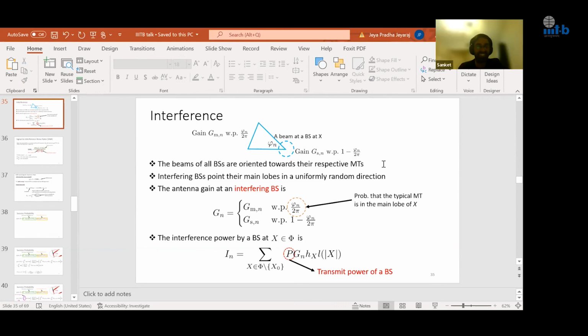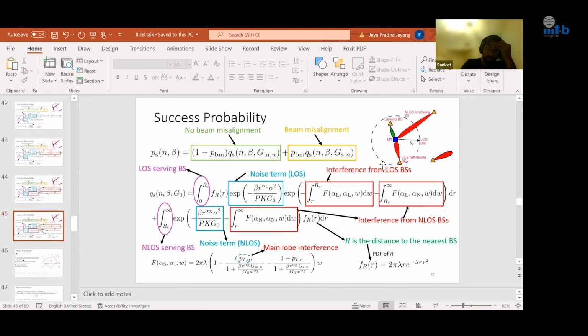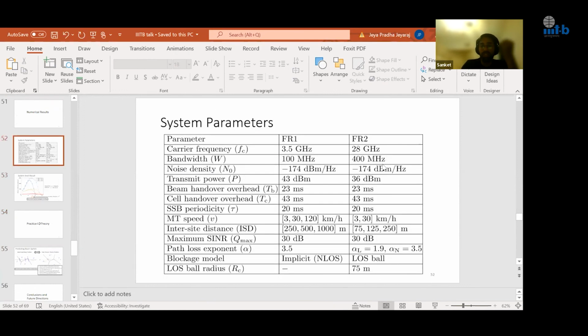Yeah, that's a very good question, Amrita. Let me come back to this table here. Essentially, there are certain approximations. So frequency is the typical one. The bandwidth is the same. The noise density too. Now, in practice, what could happen is the overhead mismatch. So these numbers are the same, these are the practical numbers: 23 millisecond and 43 millisecond.